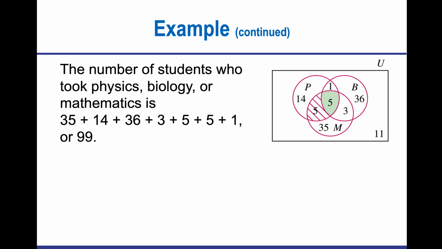So the number of students then who took physics, biology, or mathematics would be the sum of everybody inside of the set, not including those 11 students that took none of them.